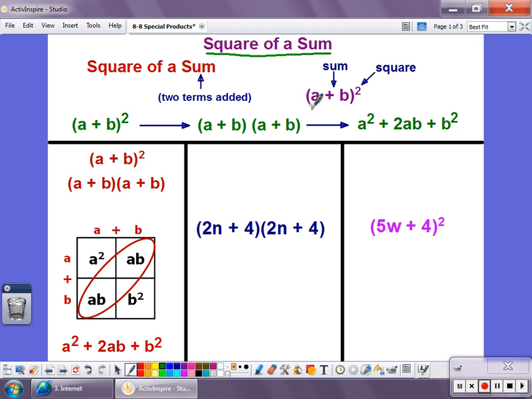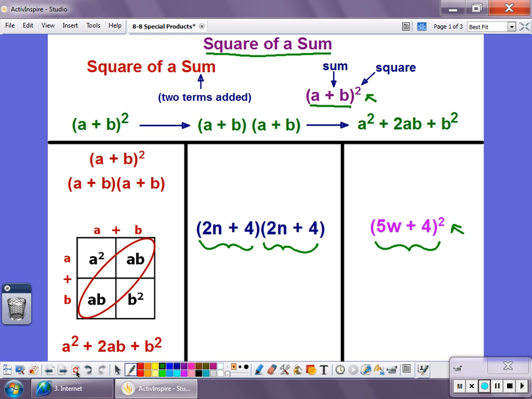The square of a sum is where you take a polynomial that's an addition problem and you square it. Okay? It'll either look like this, where you have the same addition polynomial multiplied by itself, or it could look like one addition polynomial that's being raised to a power of 2.